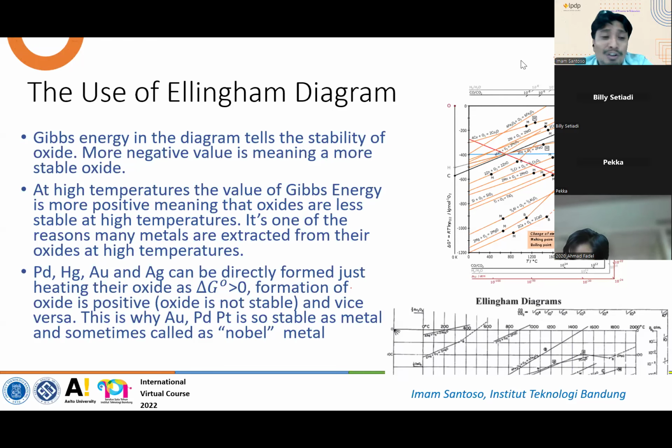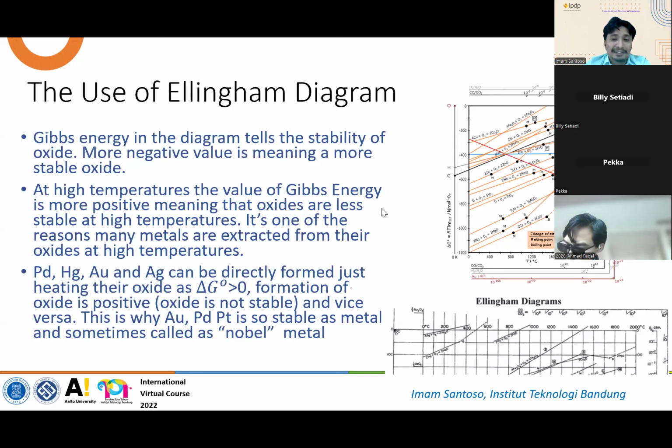Even for gold, for example, at higher temperature it becomes positive. You don't need any reductor or any energy, like in the case of electrolysis where you need electrical energy. At higher temperature, even for gold, which is not shown here, the Gibbs energy is positive, it means the oxide is not stable, and it will automatically decompose to become gold.